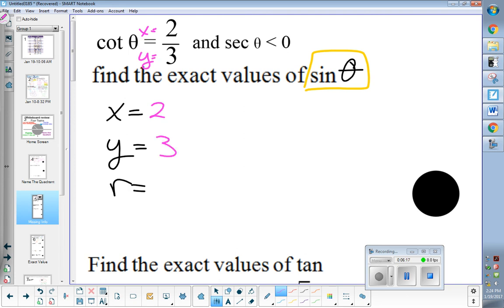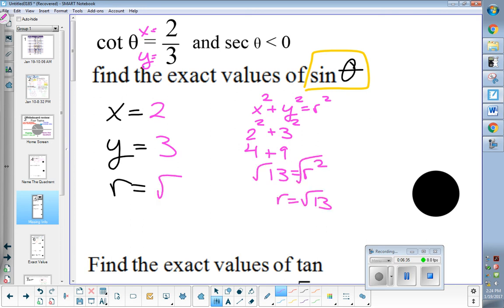We can find r pretty quickly. We can do Pythagorean theorem, x squared plus y squared equals r squared. 2 squared plus 3 squared. 4 plus 9, 13 equals r squared. Square root, r is square root of 13. Great, that's just Pythagorean theorem. That's not the hard part. You make sure you use everything. We haven't done this yet.